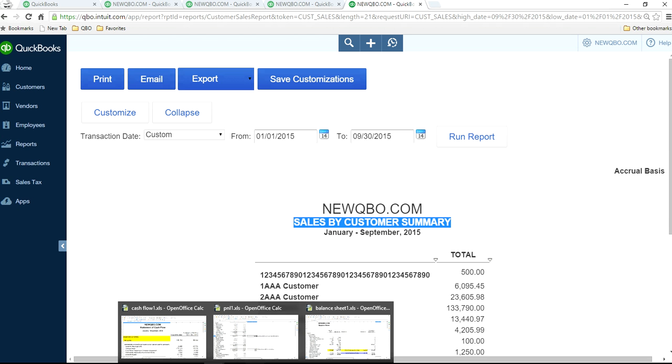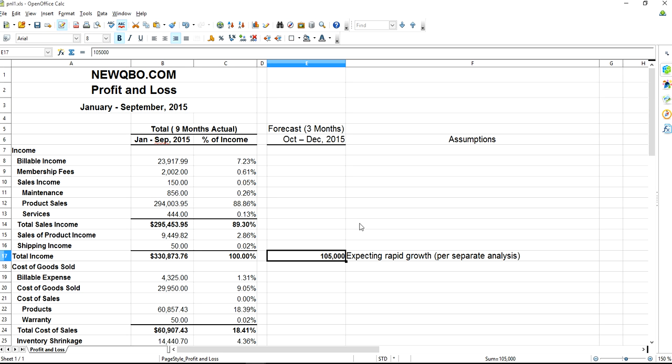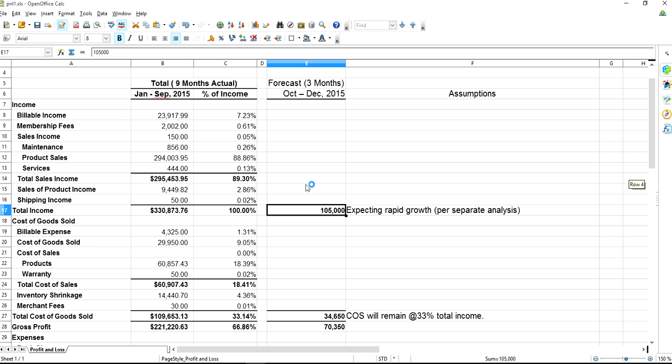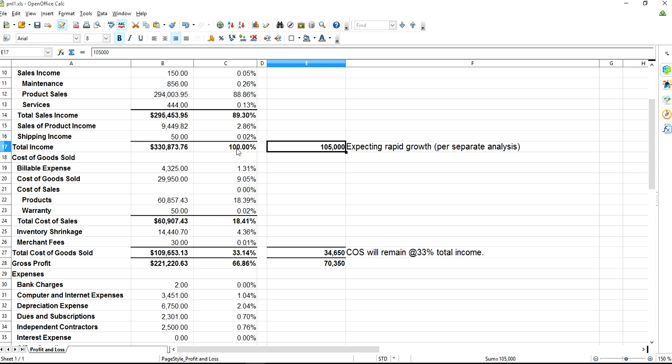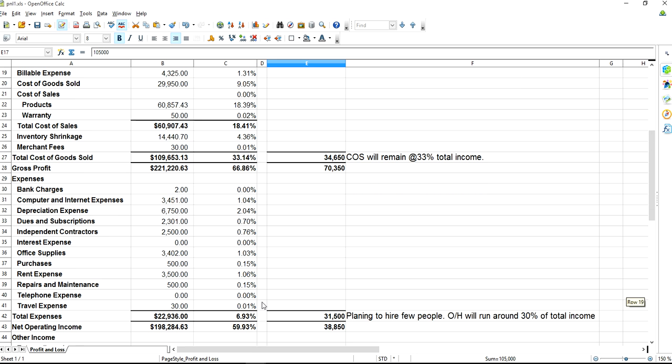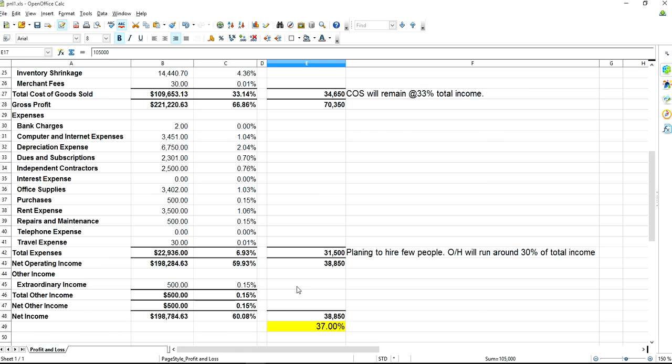Okay, so I'm going to go to the balance sheet first. Actually, I will go to the profit and loss first. Okay, so this is the 9 months actual. Just download it from QuickBooks Online, and it will also give you, if you want, the percentage of income. Income is 100%, and distribution of that income to cost of goods sold and overhead and the gross margin.